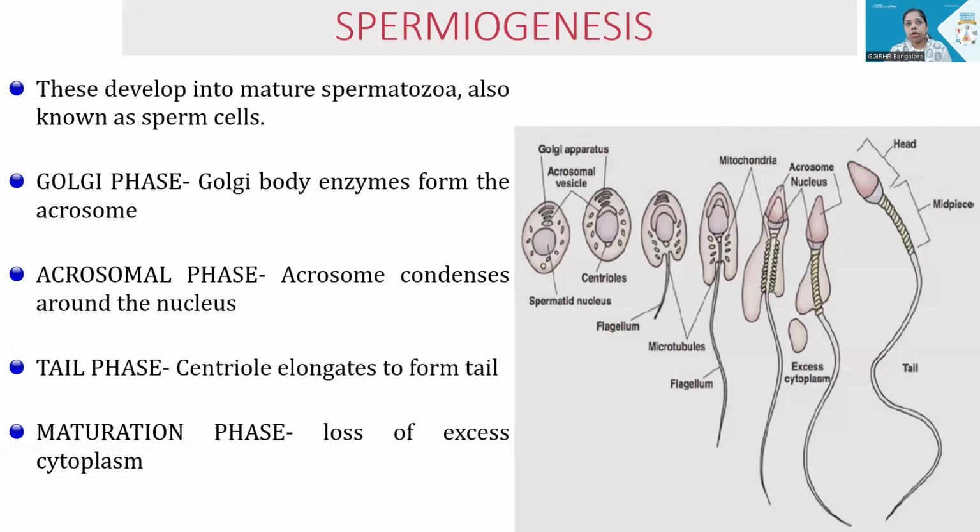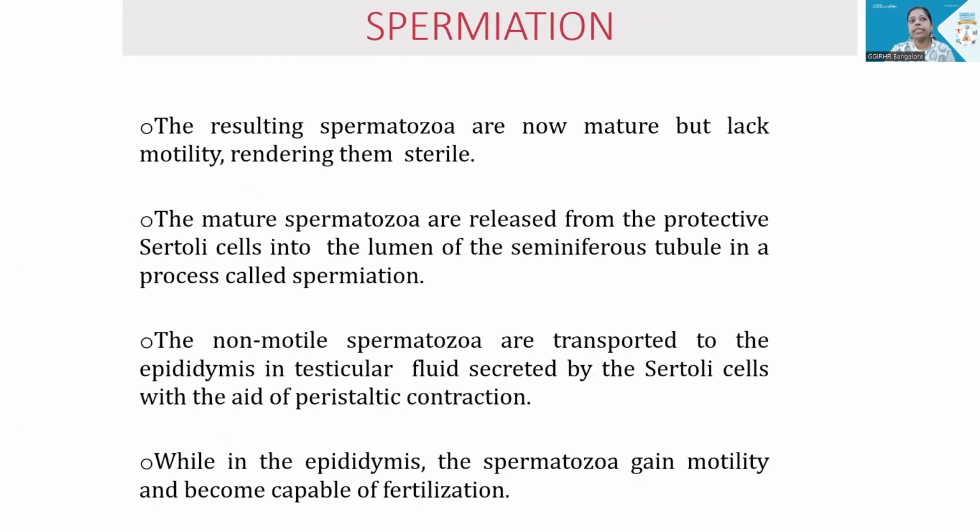The spermatids develop into mature spermatozoa, also known as sperm cells. In the Golgi phase, the Golgi body enzymes form the acrosome. So the acrosome condenses around the nucleus, and in the tail phase, the centriole elongates to form the tail, and in the maturation phase, the loss of excess cytoplasm will occur. So we can see on the right hand side the mature head, midpiece and the tail. The resulting spermatozoa are now mature but lack motility, rendering them sterile.